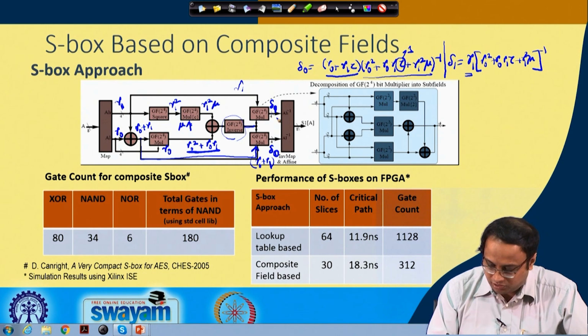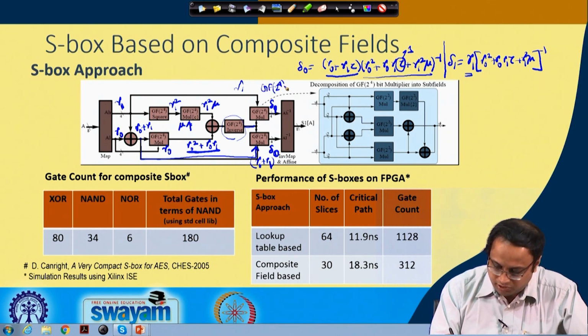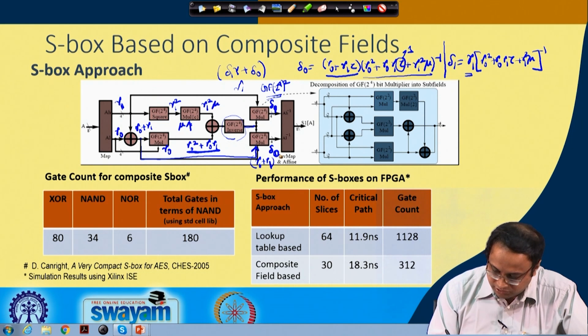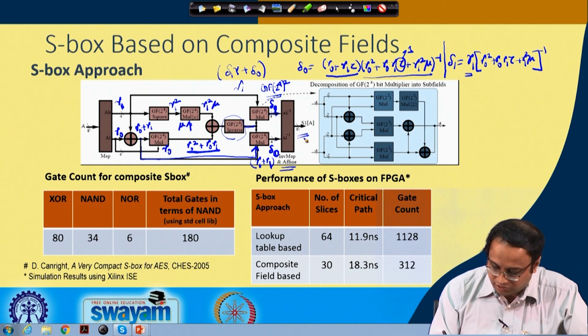So finally when you have got this output, which is in GF to the power of 4 square, the output that you get here is nothing but delta 1 y plus delta 0. So these are the two parts here. This is the higher part, your delta 1, and this is your delta 0. You get this delta 1 and delta 0, and then you apply the inverse affine transformation to get the result back in GF to the power of 8.